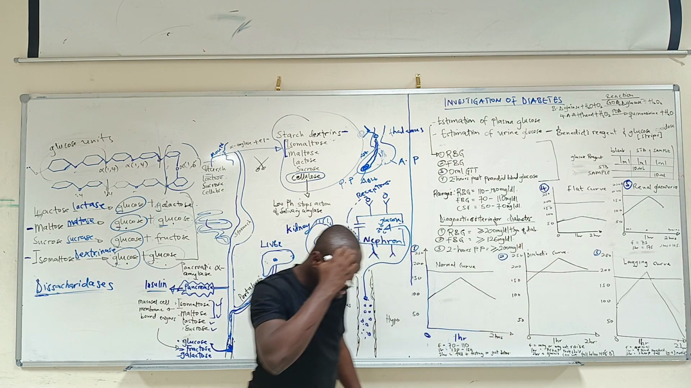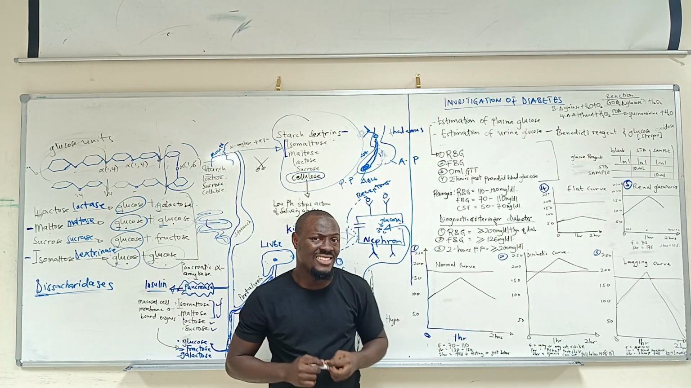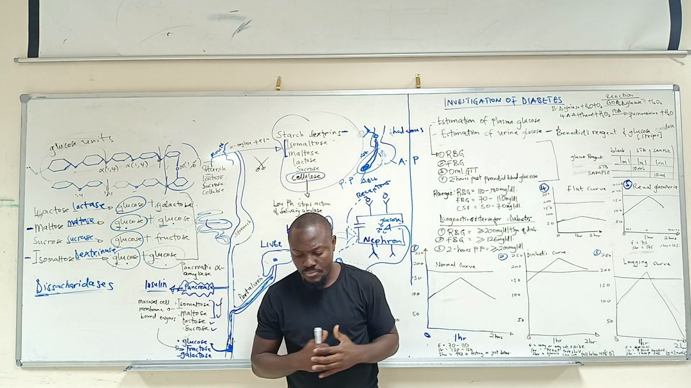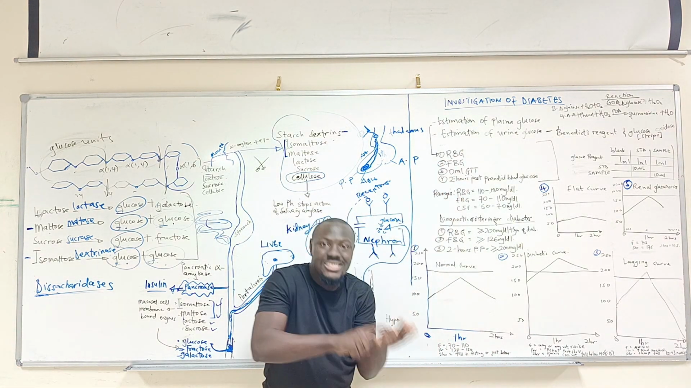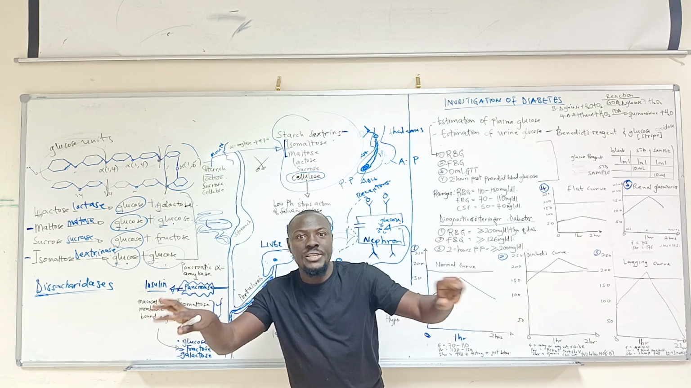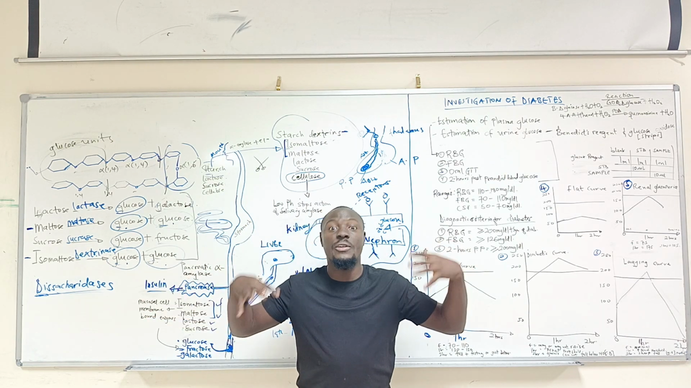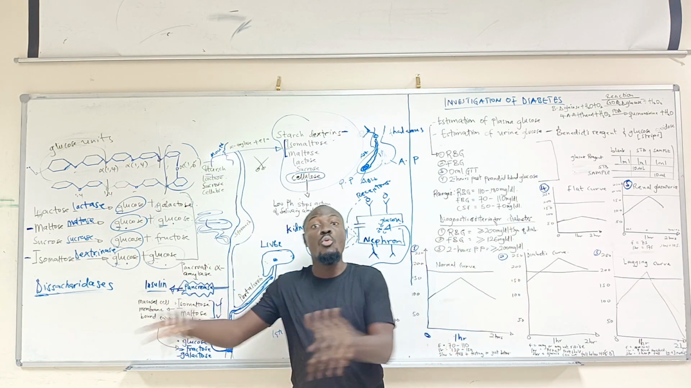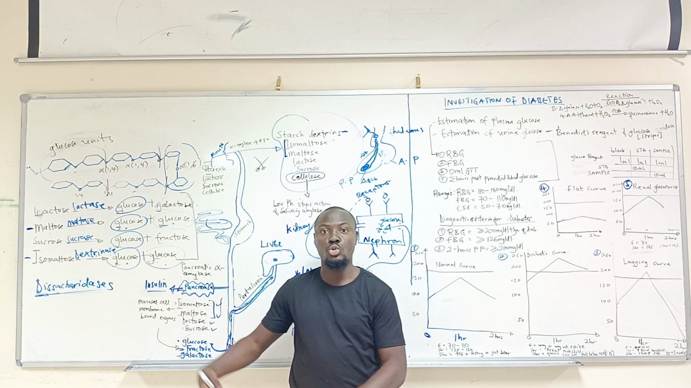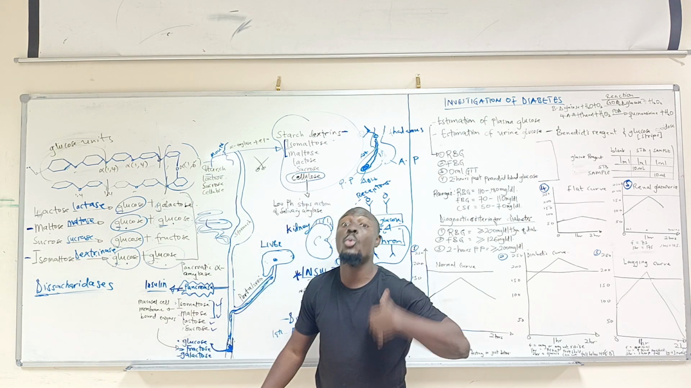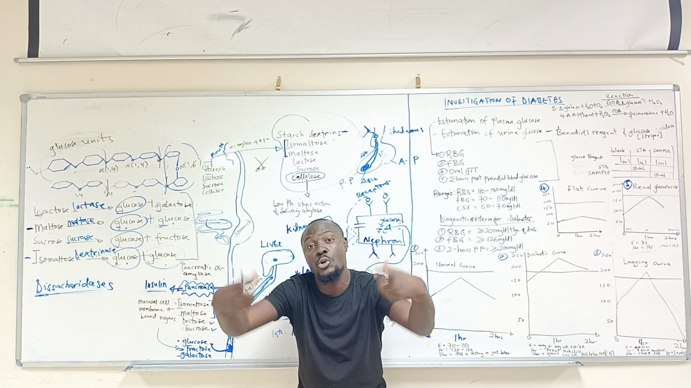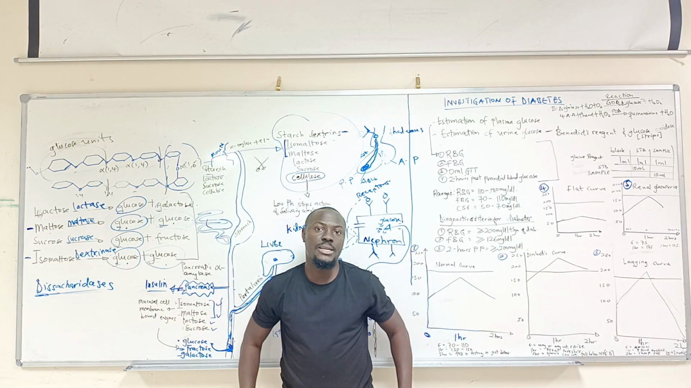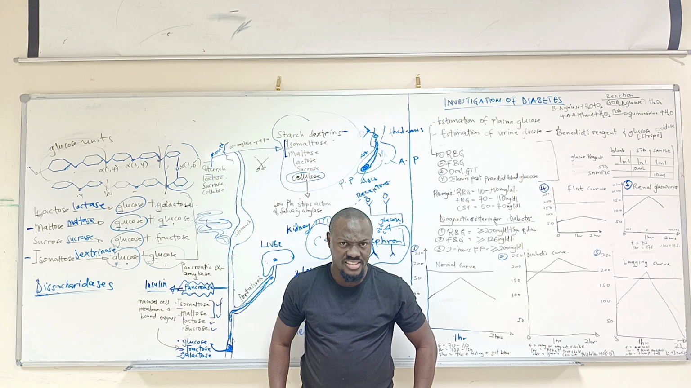Listen here. The oral glucose tolerance test is a test that we carry out when the random blood glucose and the fasting blood glucose are inconclusive. We are not really getting a fair idea of the patient's condition. Then we move on to the oral glucose tolerance test. That is why we carry it out, in order to get a definite diagnosis of the diabetic condition. I hope you understand what I'm saying.